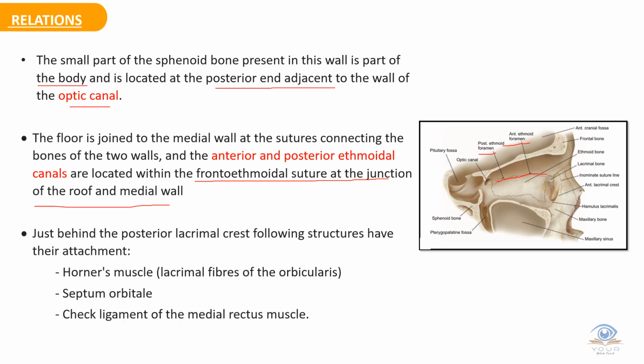Just behind the posterior lacrimal crest, the following structures have their attachments, and these are Horner's muscle, that is the lacrimal fibers of the orbicularis, the septum orbitale and the check ligament of the medial rectus muscle.